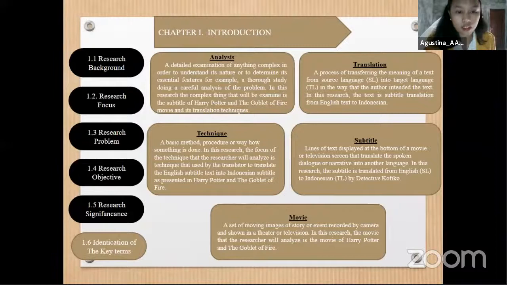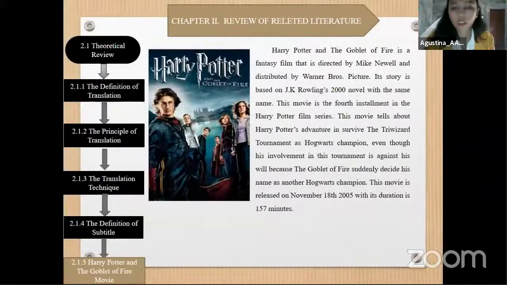Identification of the key terms. There are 5 key terms in this research. They are analysis, translation, technique, subtitle, and movie. Chapter 2, review of related literature.